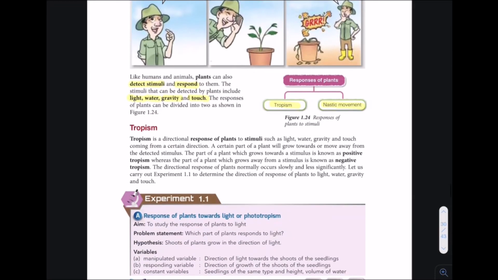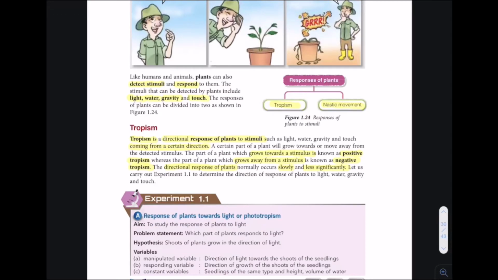So what is tropism? Tropism is the directional response of plants to stimuli coming from a certain direction. A plant can grow towards or away from the detected stimuli. The part of the plant which grows towards the stimulus is known as positive tropism, whereas the part of the plant which grows away from the stimulus is known as negative tropism. It is important to note that the directional response of plants normally occurs slowly and less significantly.